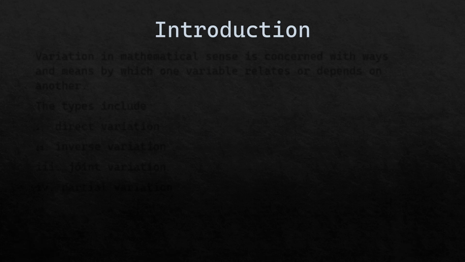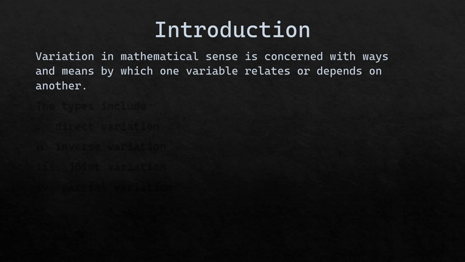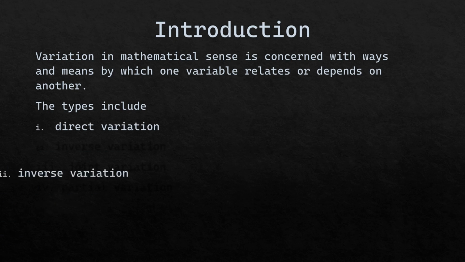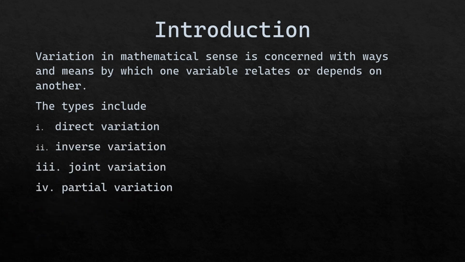Okay, what are variations? It says something varies, means it changes, right? Yes, so in mathematics, a variation is concerned with ways and means by which one variable relates or depends on another. So when I am changing this way, I'm changing because of a certain factor, and that's what we are looking at. This includes direct variation, inverse variation, joint variation, and partial variation. We'll be discussing two of these variations in this video. In the subsequent videos, we'll talk about the other two. So let's get going.